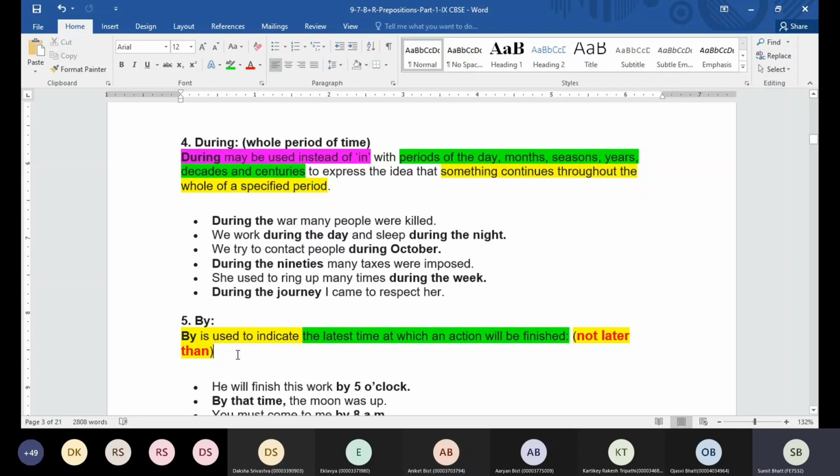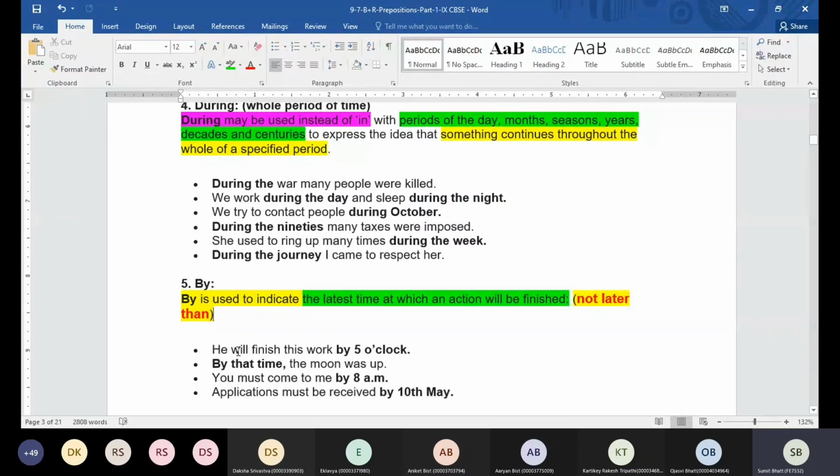We are saying that this is the time. After that, nothing will be taken from the person. In that case, we can use the word by. Like he will finish this work by 5 o'clock. So when I say he will finish this work by 5 o'clock, 5 o'clock is the last timing. After that, he is not allowed to finish the work. Or we can say not later than 5 o'clock.